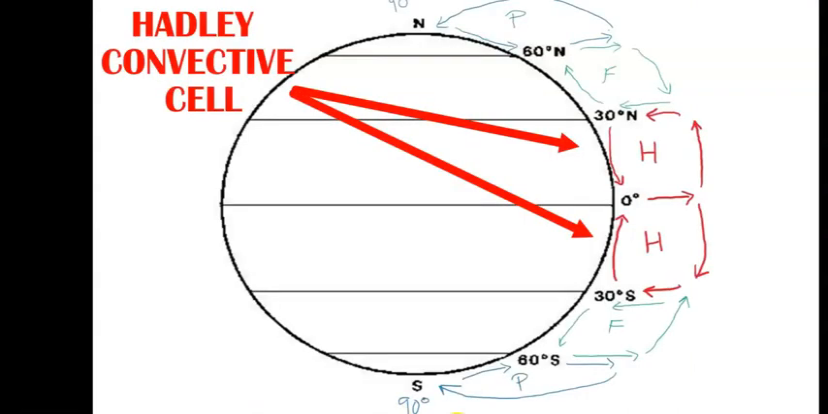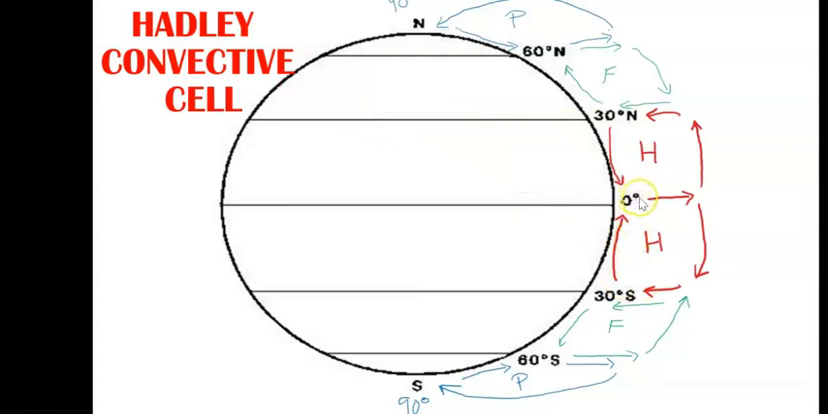So as shown on the diagram, these are the three cells. Looking at the red cell, which is the Hadley cell, between 0 degrees, the equator, and 30 degrees north and south, it's a mirror image, symmetrical either side of the equator. Hadley cell of rising air over the equator, moving laterally north and south towards 30 degrees north and south, and then descending through cold air and sinking back down to the surface and recycling back to the equator.